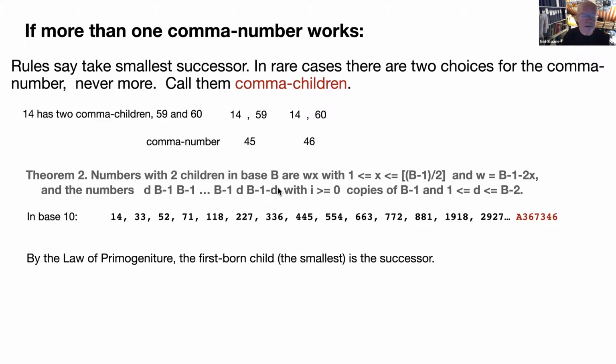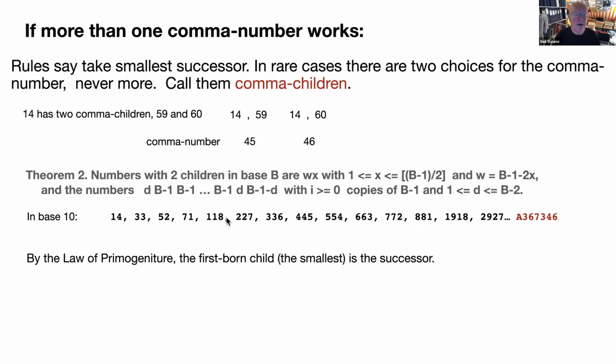We can say precisely what the comma numbers are. Now, in this case, we know exactly what they are. There are 2-digit comma numbers which are special, namely 14, 33, 52, and 71 in base 10. The formula is Wx, where x is anywhere between 1 and b over 2, the base over 2, in this case 1 and 4: 1, 2, 3, 4, and then the first digit is 9 minus twice that digit. So 5 plus twice 2 is 9.